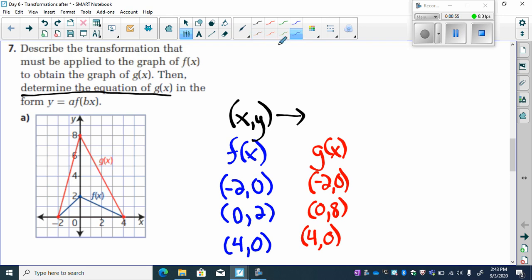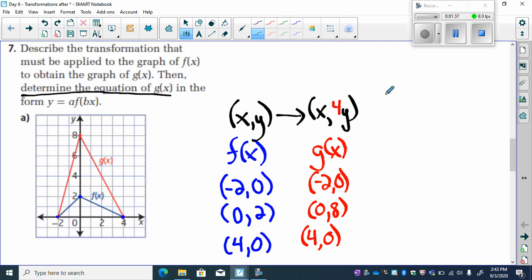Now in this particular case, you can see these points didn't change, so that didn't really help you, but this point, 0, 2, became 0, 8. So negative 2, 0 remained negative 2, 0, 0, 2 became 0, 8, and 4, 0 remained unchanged. So it looks like nothing's happening to the x values, that's fair. What did I do to these y values to get these new y values? Okay, it's hard to tell with this one, but this one, 2 to get an 8, I must have multiplied it by 4. Okay, so the mapping rule that would give me these new points on g of x would be x, 4 times y.